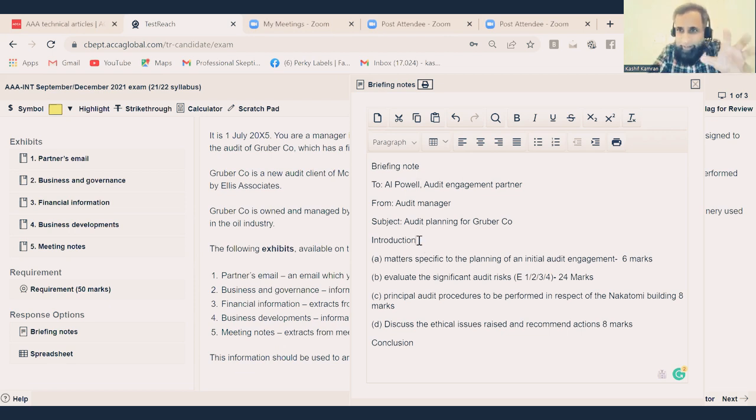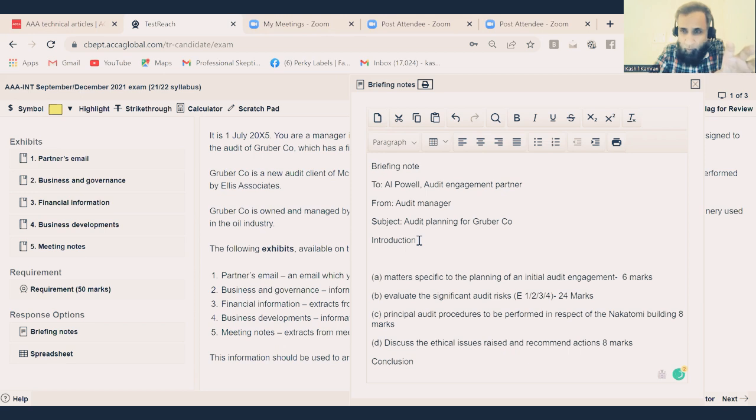Now, whenever you are writing the introduction of a briefing note, the introduction means the purpose of the briefing note. Why are you writing this briefing note? Now we know we are writing this briefing note for A, B, C, D. And the introduction should not be more than 2 sentences long. Introduction should be very summarized. See how I put the introduction. The introduction starts with the purpose of writing.